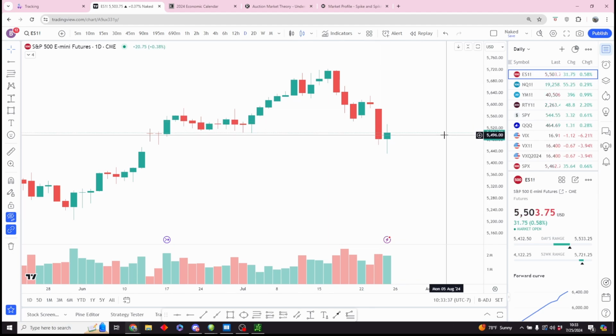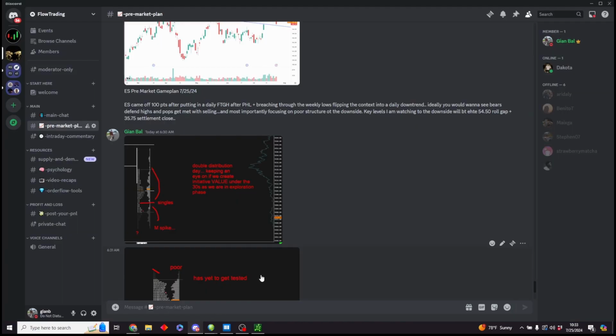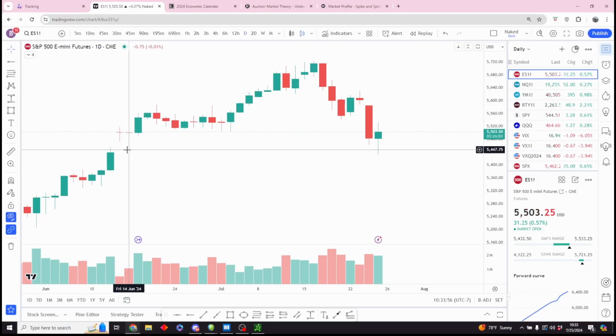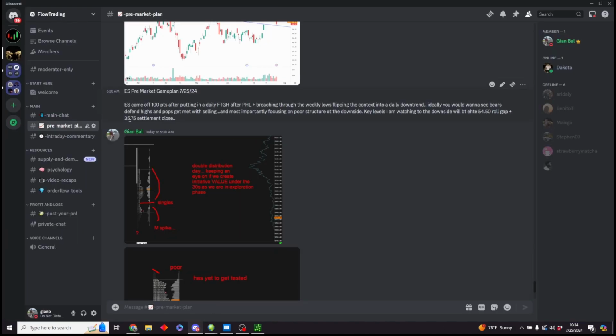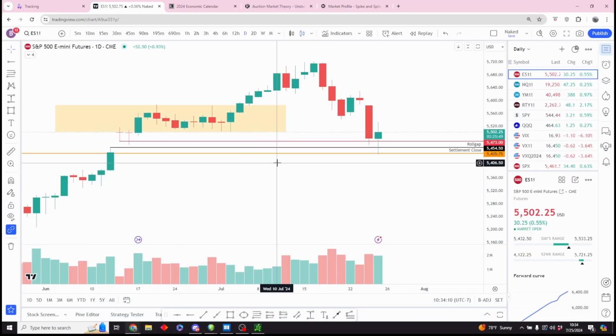ES is gapped down and flipped into a daily downtrend. Because of this, in my pre-market plan, I said I want to be focusing on poor structure to the downside. My key levels were the 5,450 roll gap, left from the rollover, and then the 3,575 settlement close. Those areas tend to act as magnets for price.